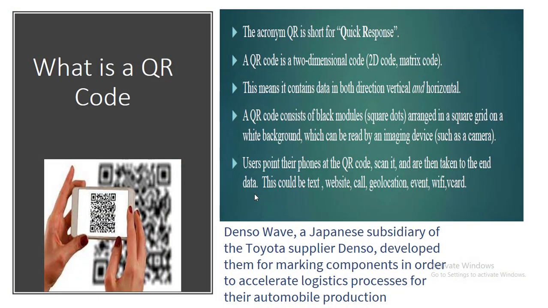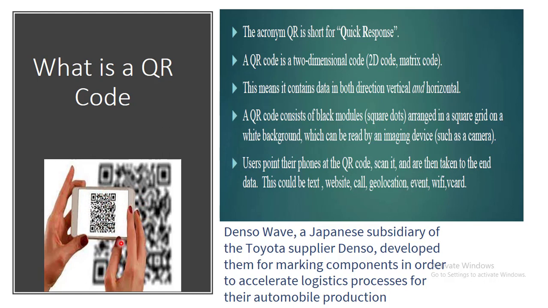What is a QR code? It is an acronym for quick response. A QR code is a two-dimensional code, 2D code, or otherwise called the matrix code. It means that it contains data in both directions, vertical and horizontal. A QR code consists of black boxes, as we can see here.